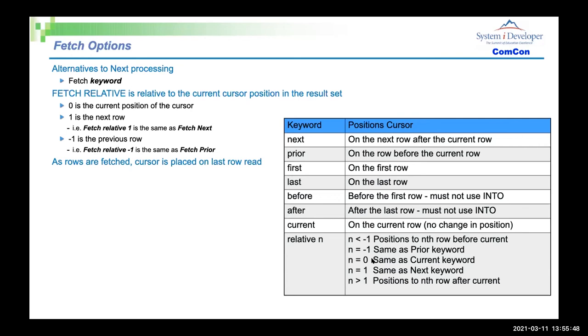If I immediately said fetch relative 5 again, I would now fetch the 10th row, in other words 5 from where the cursor is currently positioned. Now, when you think about this, you start going, oh, I have to keep track of where the cursor is. And the answer is no, you don't. This is because there is a very simple way that you always process SQL and do these fetches: you're always going to be starting from position 0. Hopefully that tweaked some interest.